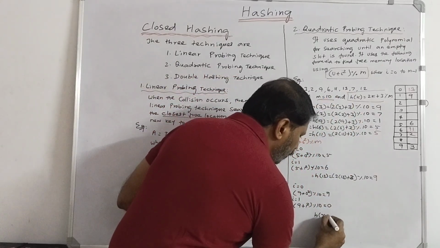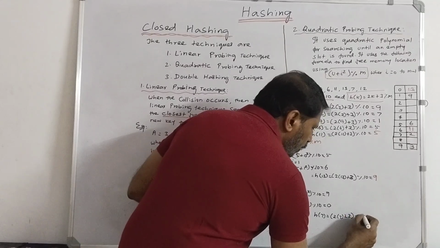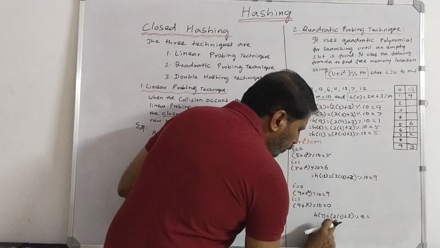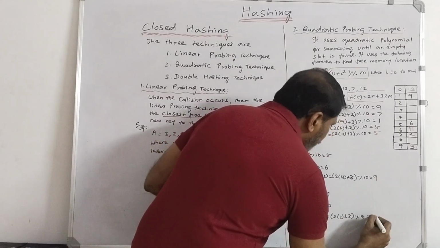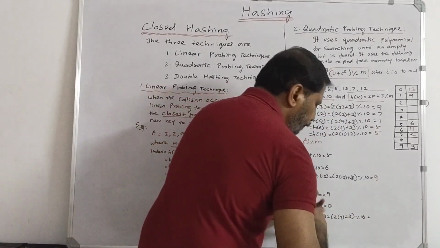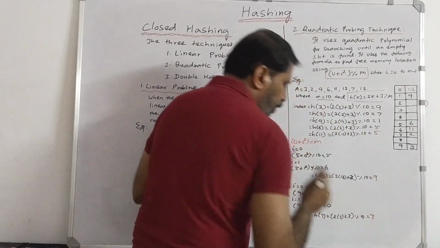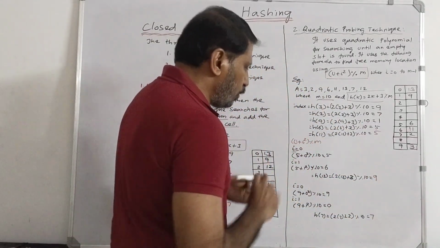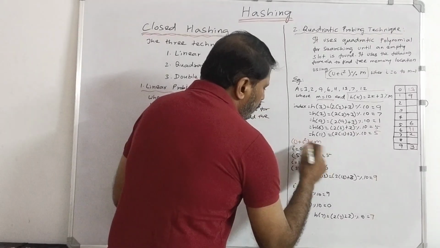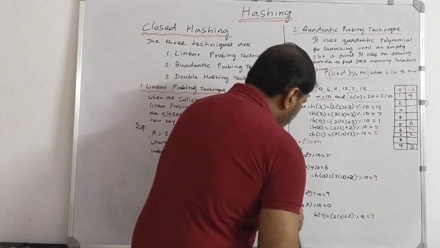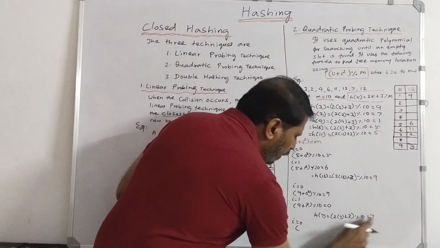h of 7 equals 2 into 7 plus 3 modulo 10. 2 into 7 is 14, and 14 plus 3 is 17. So 7 comes. 7 is also already filled. It is repeating again, so this is also a collision problem. We go for this particular formula. So i becomes 0. What is the value? 7.